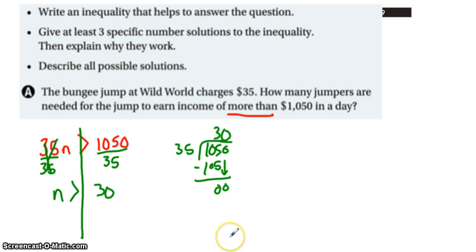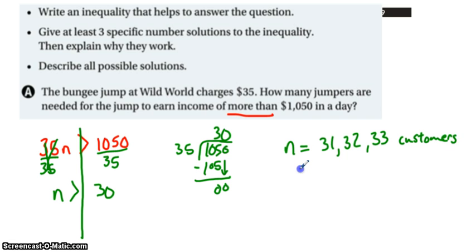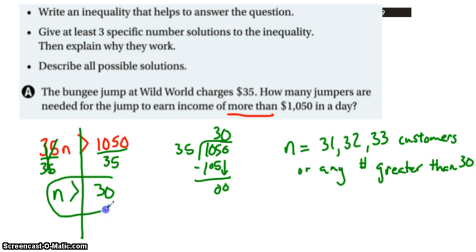Now, what this means is that n could equal 31, 32, 33 customers, or any number greater than 30, because our solution was that n was greater than 30.